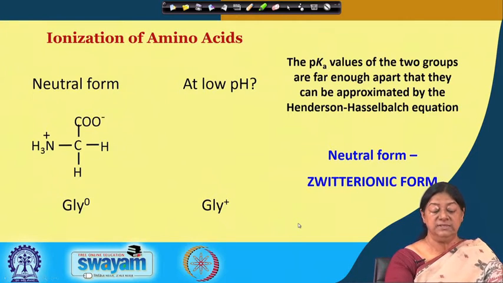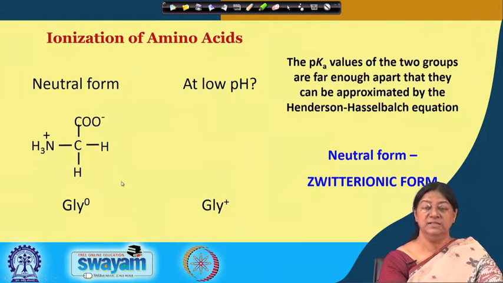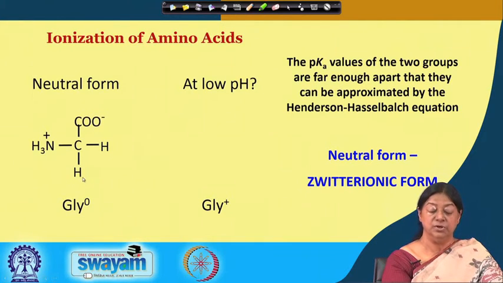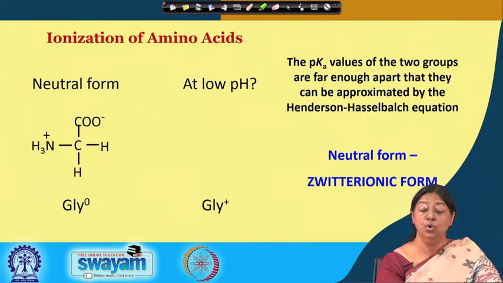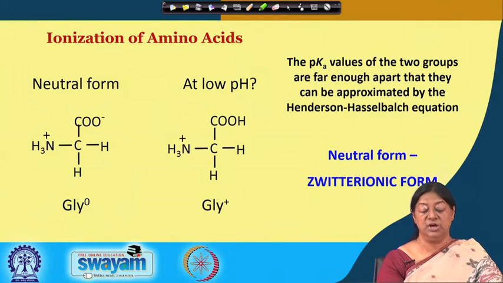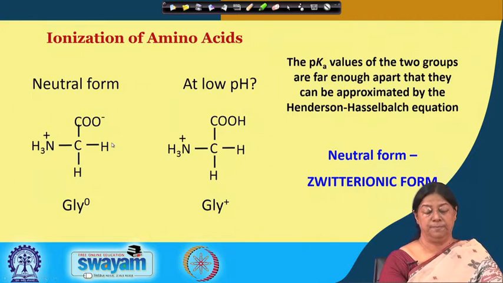Now, when we consider this as the neutral form, say of glycine, which is the simplest amino acid, the side chain being just hydrogen. So, this is the R group. If this is our neutral form, then what is the structure of glycine at low pH? At low pH, the NH2 group is also protonated and the carboxyl group is also protonated. The neutral form that we have here is called the zwitterionic form.